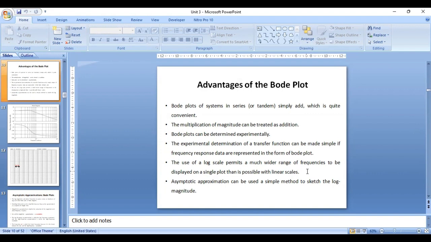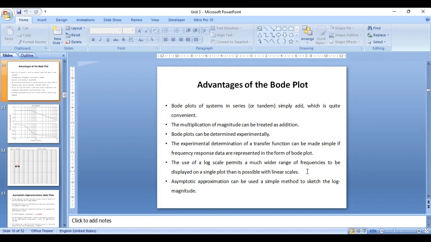There are also some advantages and disadvantages in using the Bode plot. Some of the advantages include that the expansion of the frequency range of a system is simple, and the experimental determination of the transfer function of a system is simpler if the frequency response of the system is shown using a Bode plot. Polar plot and Nyquist plot can be constructed based on the data obtained from the Bode plot.